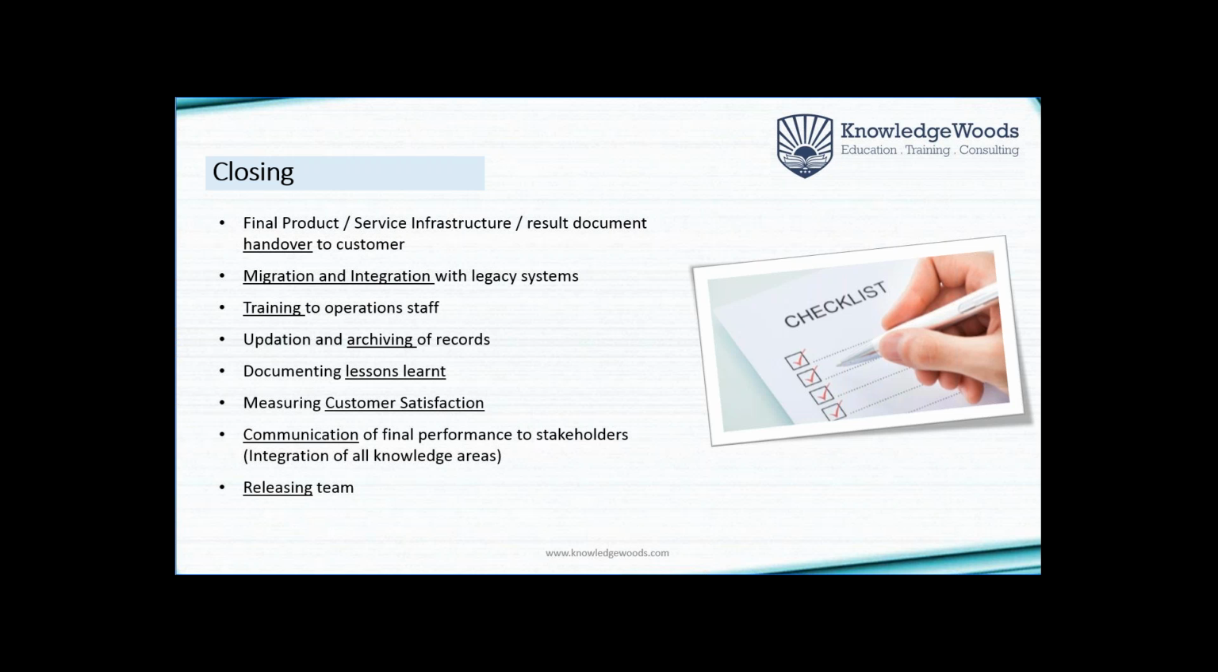migrating the system, integrating it with the legacy systems. Making sure that all the records which you have made, all types of records, quality records, transactional records, goods receipt records, financial records, risk records, are updated and archived in the record management systems.